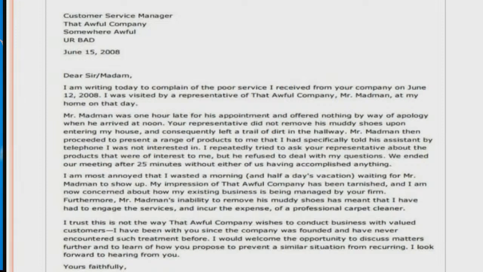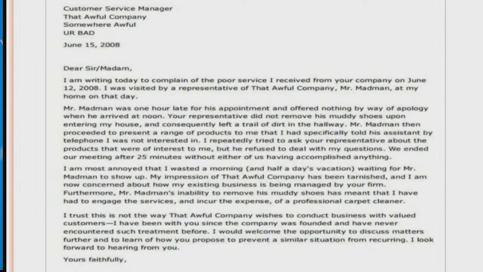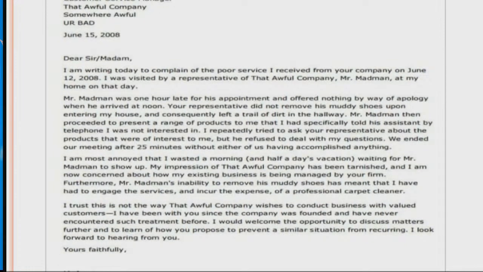Furthermore, Mr. Madman's inability to remove his muddy shoes has meant that I have had to engage the services and incur the expense of a professional carpet cleaner. I trust this is not the way that that awful company wishes to conduct business with valued customers. I have been with you since the company was founded and have never encountered such treatment before. I would welcome the opportunity to discuss matters further and to learn of how you propose to prevent a similar situation from recurring. I look forward to hearing from you. Yours faithfully, and the person will have added their name and their signature.